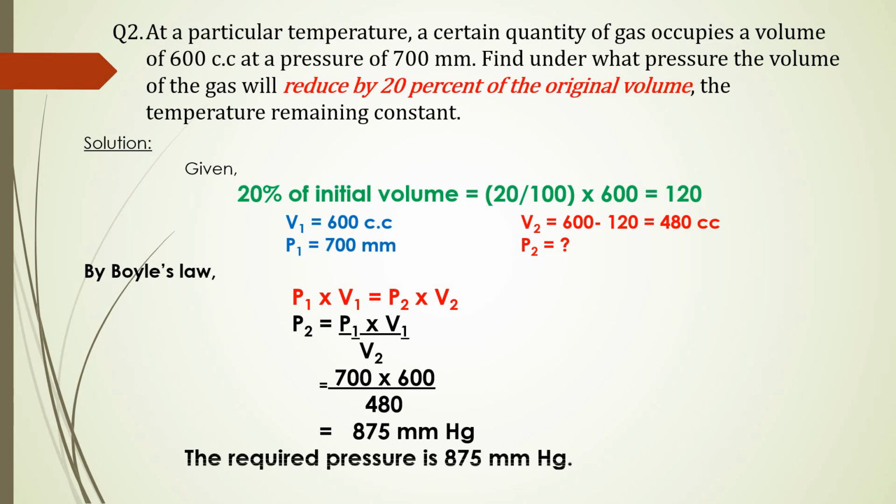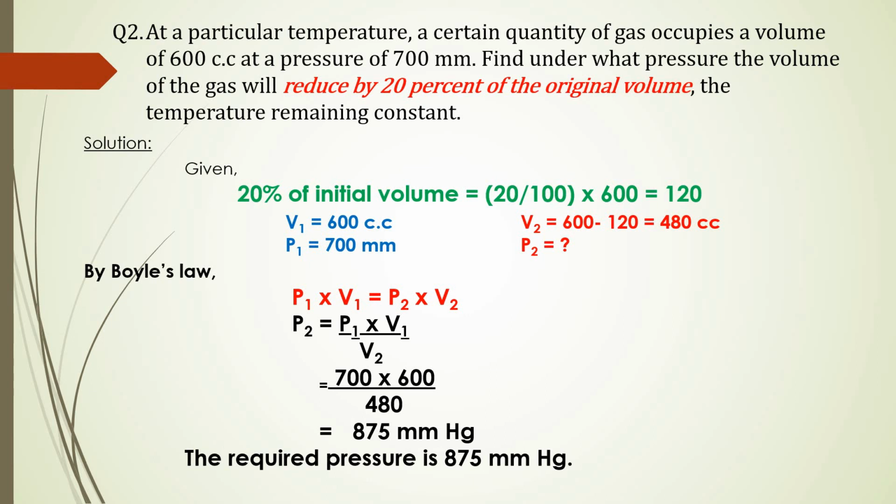So the final answer will be the required pressure is 875 millimeter of mercury in order to reduce the volume by 20% of the original volume. So this is how we solve numericals based on Boyle's law and depending upon different conditions given to us.